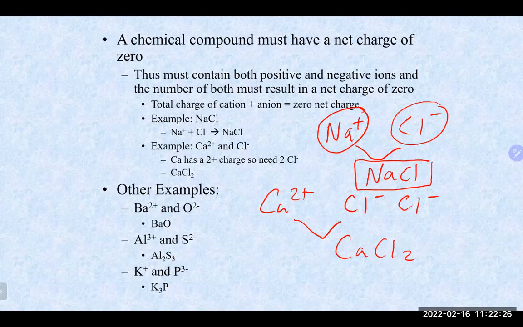If we look at barium with a +2 and oxide with a -2, +2 and -2, when we put it together will equal 0. So we just need 1 of each.